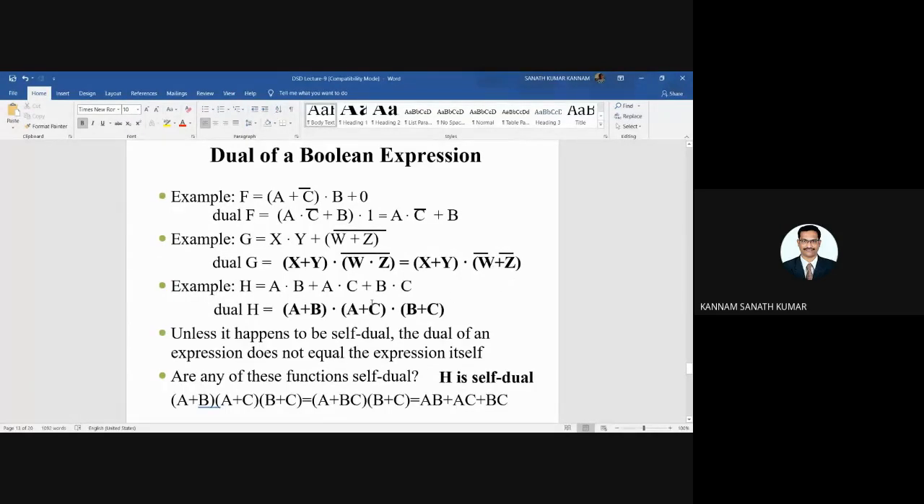This is one more example: h equal to a dot b plus a dot c plus b dot c. The dual of h is represented as a plus b dot a plus c dot b plus c. So unless an expression happens to be self dual, the dual of an expression is not equal to it.